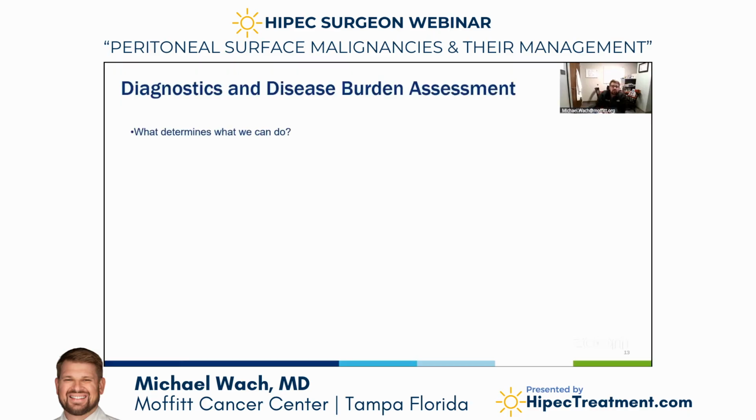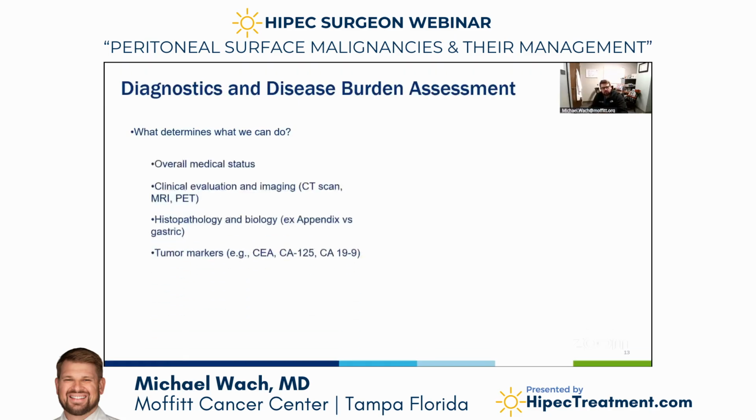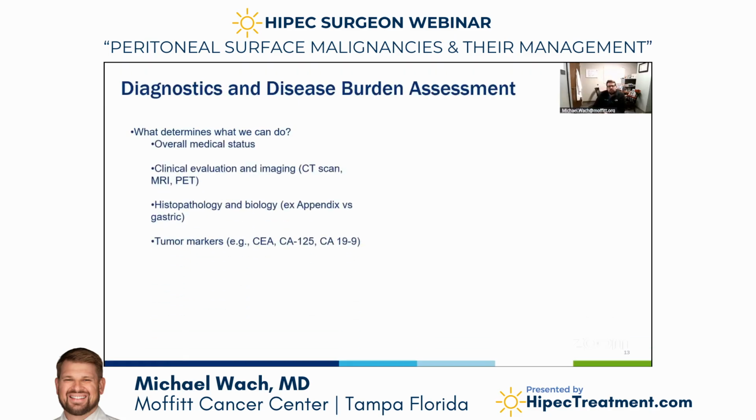What determines what we can do for peritoneal disease? Because it comes in so many different flavors in terms of how much disease people have and what type of disease they have. So a basic assessment when I see a patient in clinic for the first time is that I need to know what their overall medical status is. Are they healthy enough for surgery? Do they have good enough nutrition? Do they have any other medical problems I need to know?